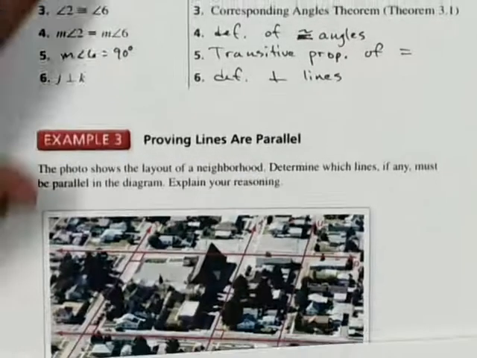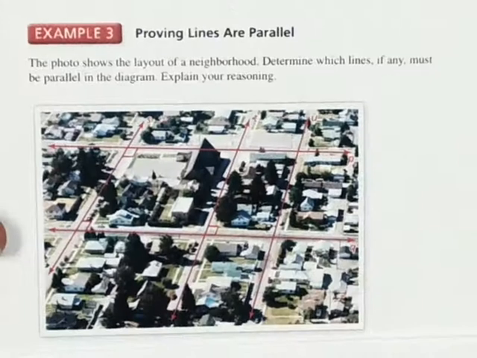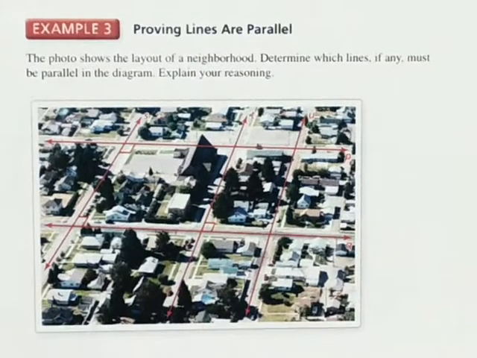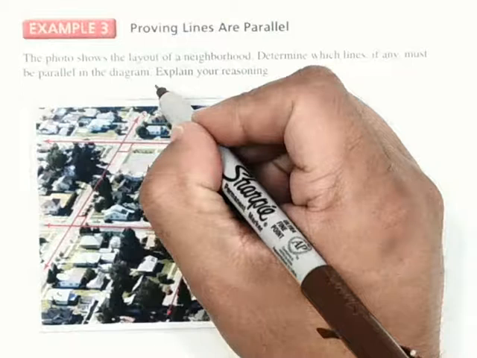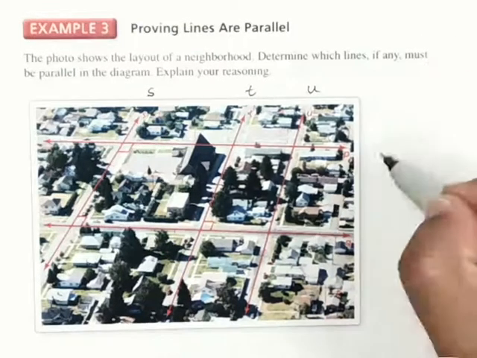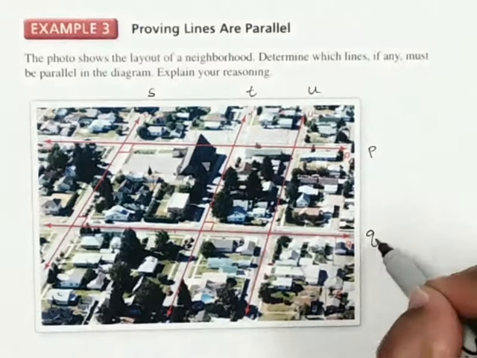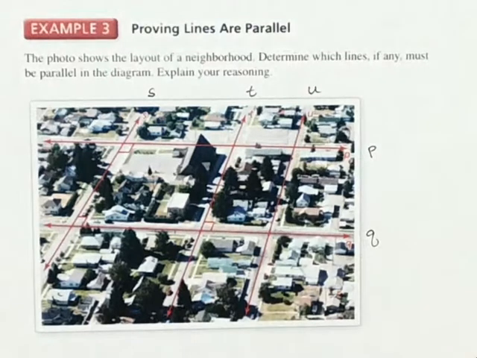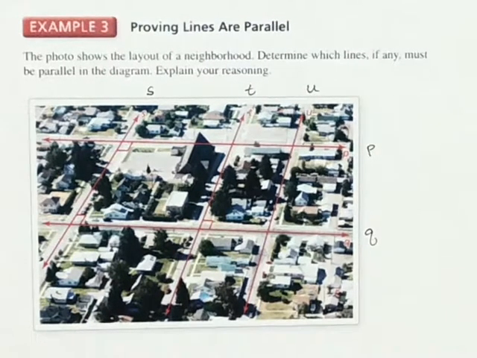All right, that brings us to our third example here. We have a map. The photo shows the layout of a neighborhood. Determine which lines, if any, must be parallel in the diagram, and we have to explain our reasoning. Looking at this, it's kind of hard to see, but this up here is line S. This is line T, line U, P, and Q. So looking at the picture, we have to determine what, if anything, is perpendicular.